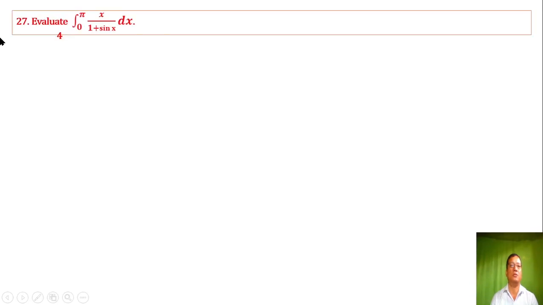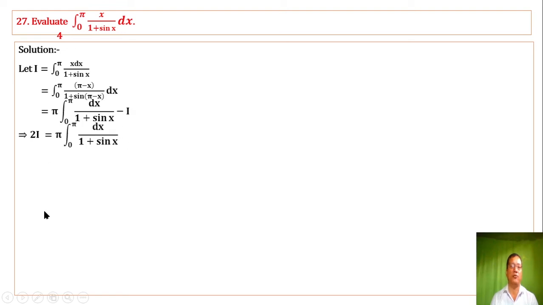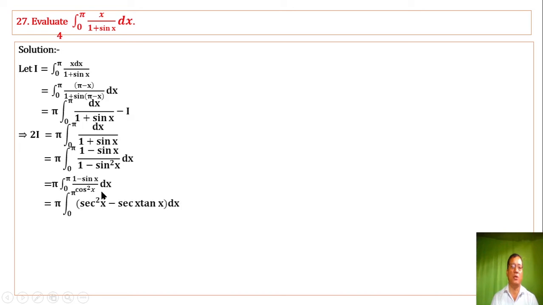Question number 27. Evaluate the value of this definite integral. Let I equal this. Using the 0 to a property, we have this. Evaluating, we have this, and transposing minus I to the right side, we have twice I. That gives I. Multiply numerator and denominator by 1 minus sin x, from which we have cos square x in the denominator, and sin x by cos square x is sec x tan x. Integrating tan x minus sec x and computing the values, we have twice pi. Cancelling 2, we have I equals pi.